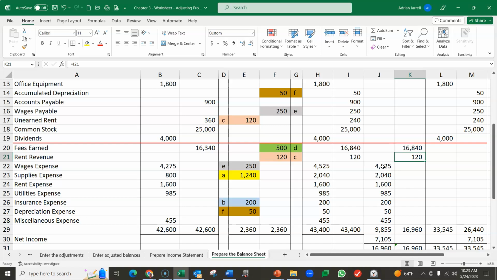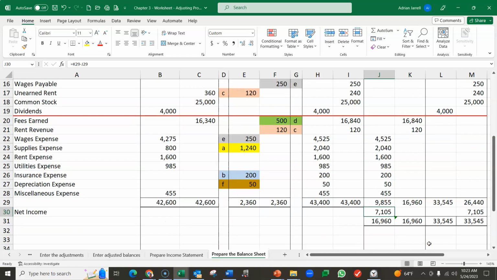We're going to debit wages expense, supplies expense, rent expense, utilities expense, insurance expense, depreciation expense, and miscellaneous expense for their balances, and we're going to credit income summary for the total. You know income summary is going to come before all those because in a journal entry you put the debits first. And then income summary will have this balance. That will be the balance in income summary, 7105. It will be a credit balance in income summary.